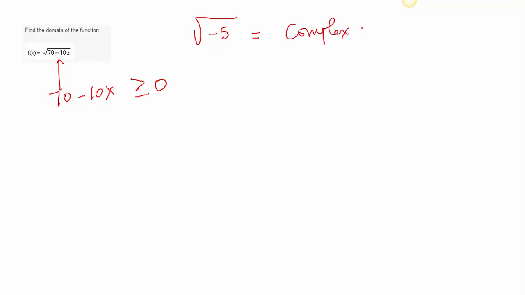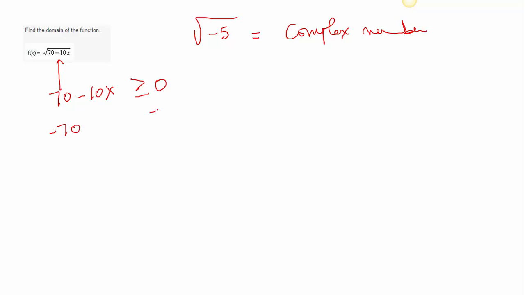Find the domain of the function. So the radical, we want to make sure the radicand, this is called the radicand, 70 minus 10x, must be greater than or equal to 0, because the square root of a negative number, square root of negative 5, is going to be a complex number. So it's not real, right? It's an imaginary number. So make sure that the radicand, or the number under the radical, must be greater than or equal to 0. Let's solve.